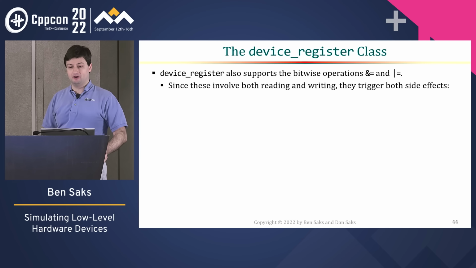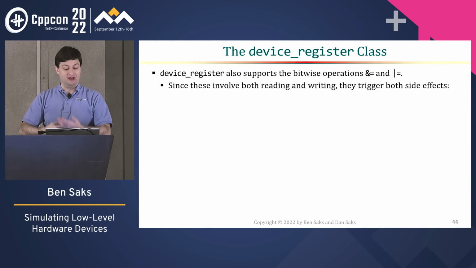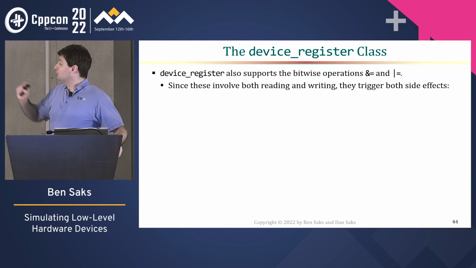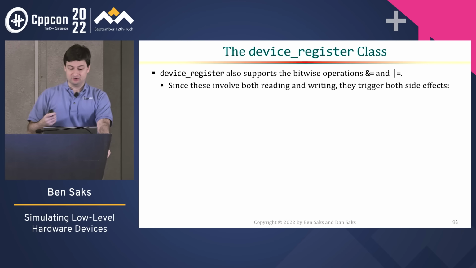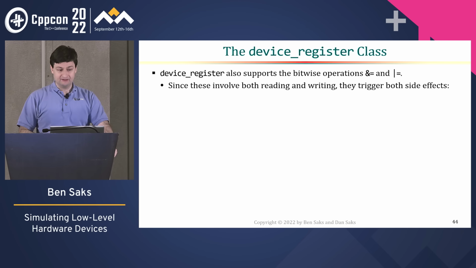Since we often operate on our device registers using bitwise operations, I've also written the device register class to support &= and |=. Now these involve both reading and writing, so they're going to trigger both side effects. So the &= function triggers the read effect, goes ahead and actually does the bitwise operation on the internal value, and then triggers the resulting write effect. Similarly, the |= operation triggers the read effect, does the bitwise operation, triggers the write effect.